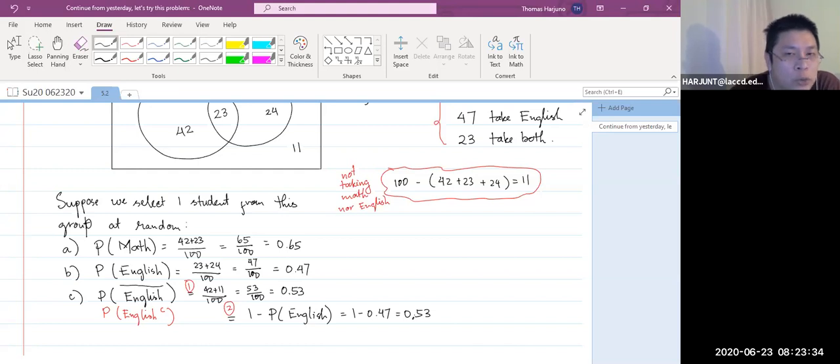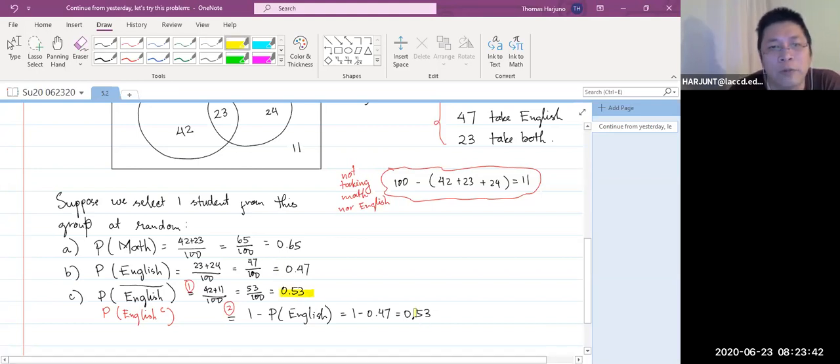Which one you like, Thomas? Either way, just show me either one of them. Okay, what I cannot accept is you just write 0.53 right away. Now I cannot accept that. I need you to show me either this or this. So it's about the work, not only the final answer.